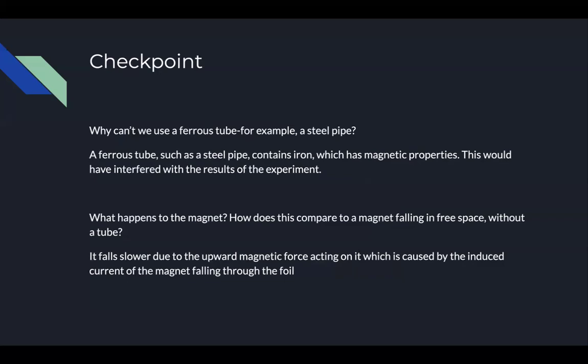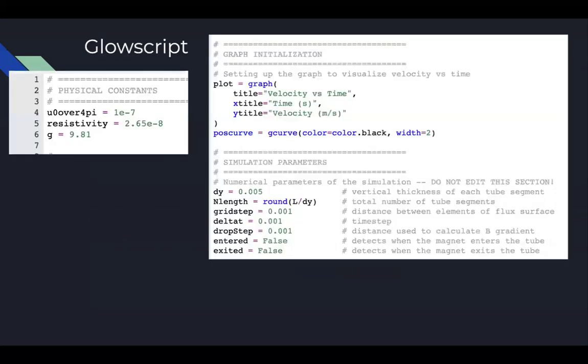Then for the checkpoint of why we can't use a ferrous tube: basically, these types of tubes have magnetic properties which would have interfered with the results of the experiment due to the magnetic fields. And then as far as the magnet, compared to falling in free space, in a tube it would fall slower due to the magnetic force acting on it, which is caused by the induced current from the magnetic field going through the foil, as shown by Faraday's law.